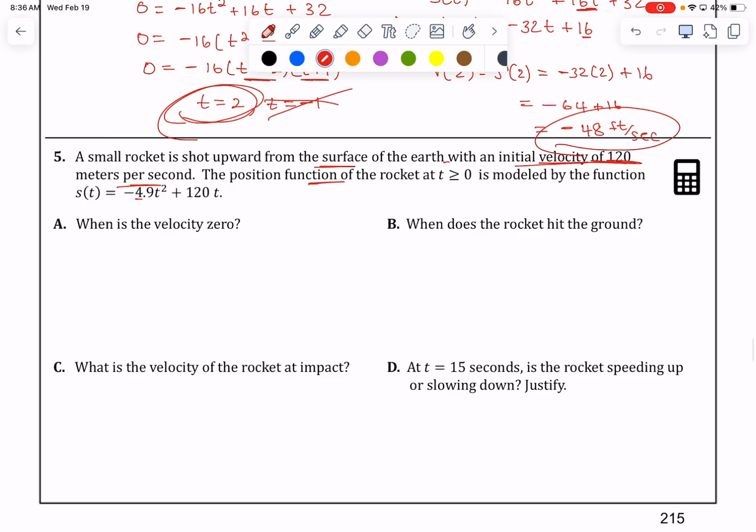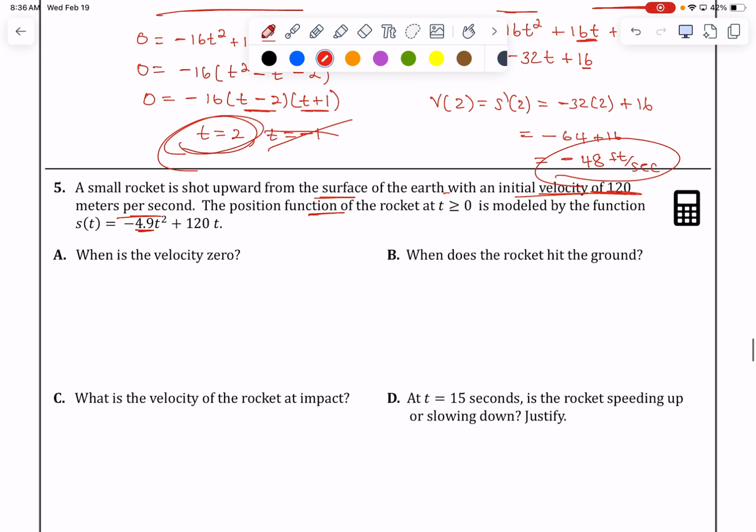This time it's not negative 16, it's negative 4.9, so it's half the gravity constant. What's the gravity constant in meters? In feet it's negative 32, in meters negative 9.8. What's half of negative 9.8? So 4.9. Negative. That's why there's a negative 4.9 there, half the gravity constant. Those will be given. You don't have to come up with those. But I just want you to know where they're coming from.